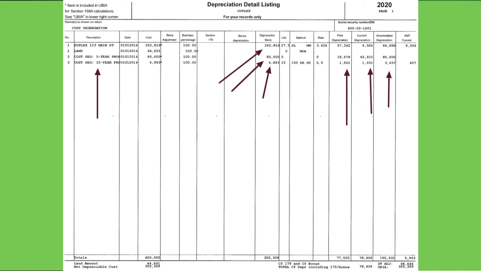You take the math, you have $85,600, which is going to be allocated to 5-year. The depreciation that was taken at 27 and a half years came up to the $18,678. That needs to be put in as prior depreciation.